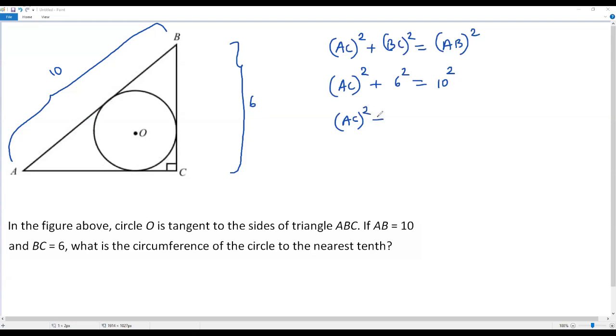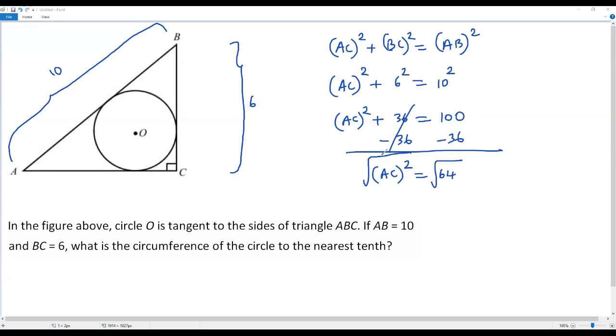Okay, AC squared plus, the value of 6 squared is 36, 10 squared is 100. Let me subtract 36 from both sides. When I do so, this positive 36 and negative 36 will cancel out. I'm getting AC squared equals 100 minus 36, which is 64. Okay, now to get rid of this square, we have to take the square root on both sides. When I take the square root on both sides, the square root and square will cancel out. I am getting AC equals the square root of 64, which is 8.